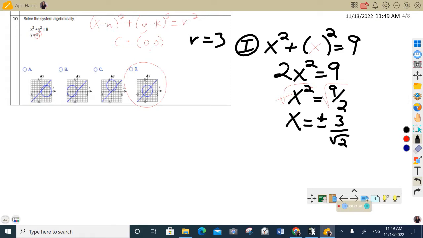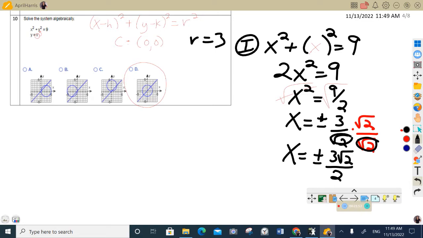Now, you can't leave the square root of 2 in there, so we're going to rationalize the denominator. We're going to multiply top and bottom by square root of 2. And that gives us our answer, plus or minus 3 times radical 2 on top is 3 radical 2. And in the denominator, we have a square root of 2 times square root of 2, which is square root of 4, which is 2. Anytime you have a square root times itself, it gives you what's underneath.